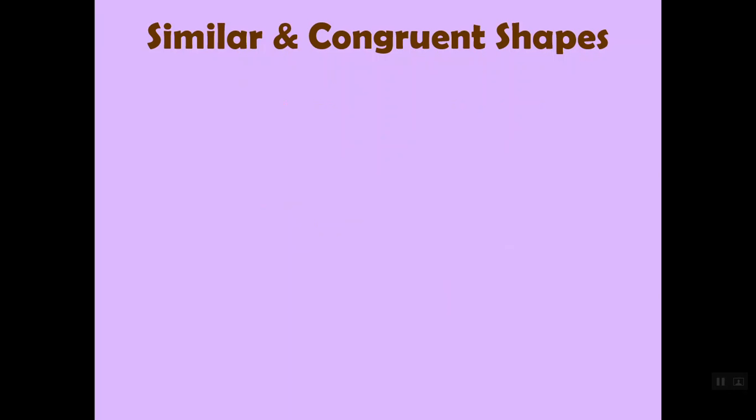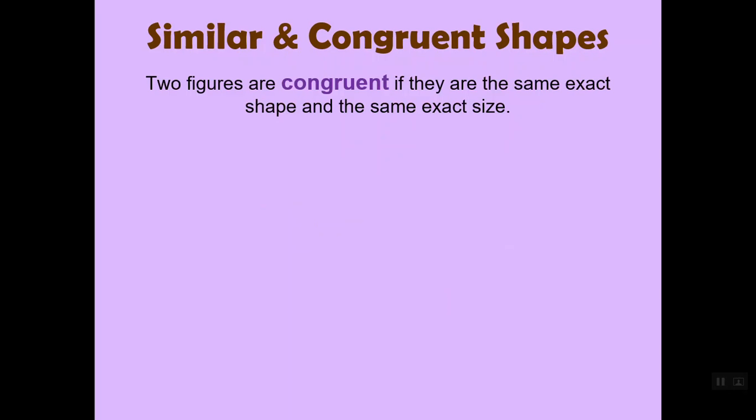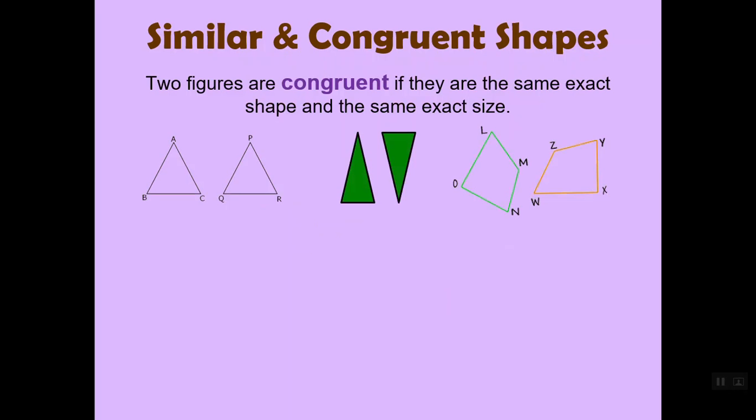All right. Similar and congruent shapes. Two figures are congruent if they are the exact same size and the exact same shape. Here's some examples. You can see it doesn't matter whether they're lined up next to each other or turned around. As long as they're the same size and shape, they're congruent. That last one might not be as obvious, but you can see when we twist that around, it fits exactly on top of the other one. So they're the same size, same shape.